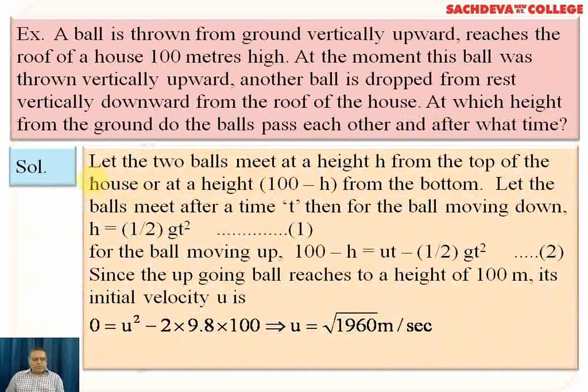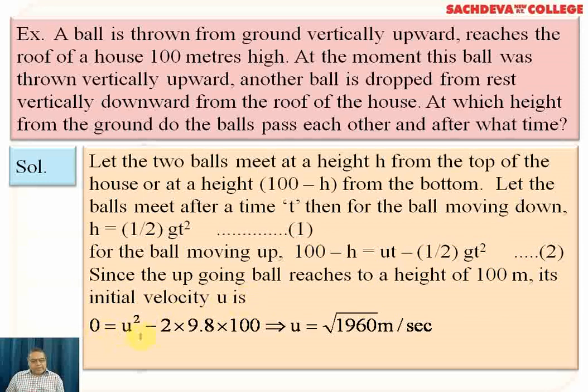So in the solution, we will find the two balls meet at the height h from the top of the house, or at height 100 minus h from the bottom. Both statements are in accordance with the first three lines of the question. Let the balls meet after time t. Then for the ball moving down, the distance covered h is equal to half gt square. For the ball moving up, the equation is 100 minus h is equal to ut minus half gt square. So this is the second equation.